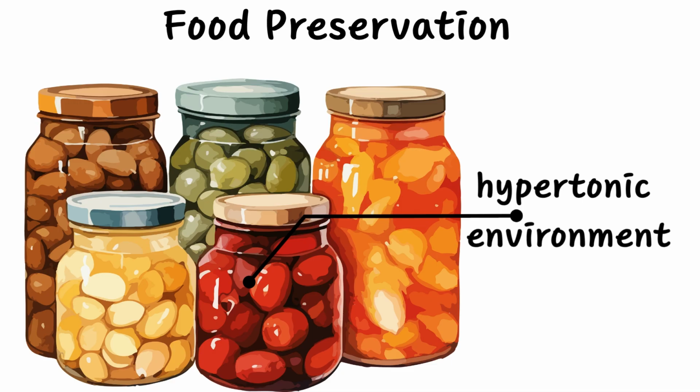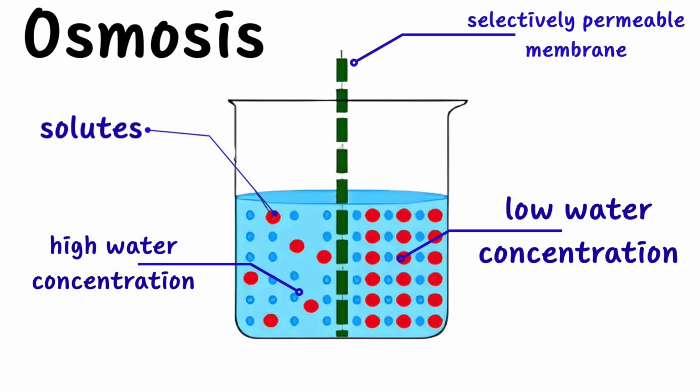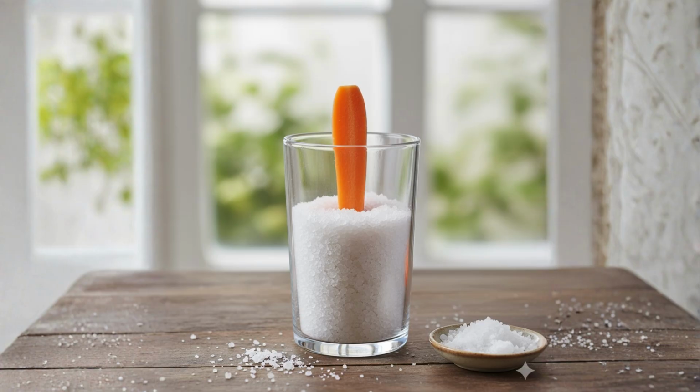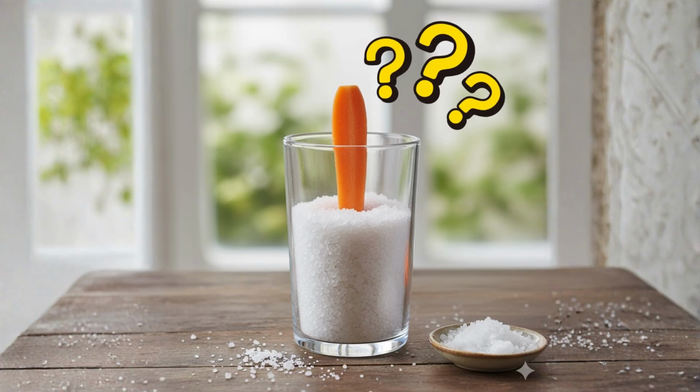Alright, let's see what we've learned so far. Osmosis is the movement of water across a selectively permeable membrane. Water always moves from an area of high water concentration to an area of low water concentration. This movement is essential for keeping cells in balance, helping plants to stand tall, and is even used in medical treatments and food preservation. Now, a question to test your knowledge. If you put a fresh carrot stick in a glass filled with salt overnight, what do you think will happen to the carrot? Leave your answer in the comments section below.